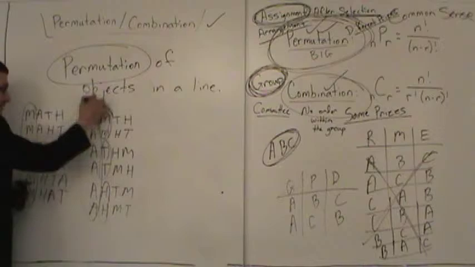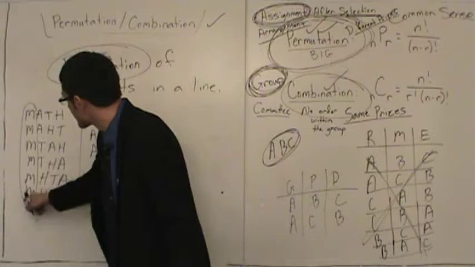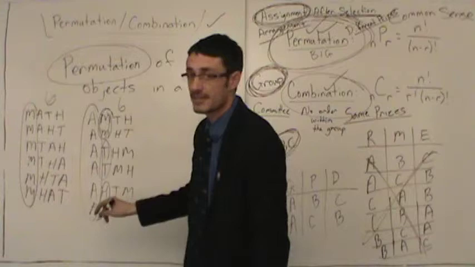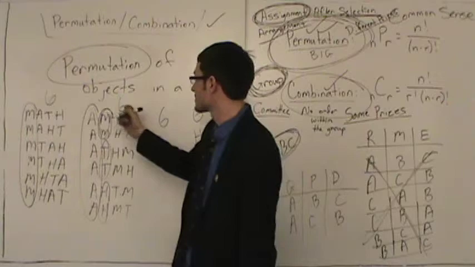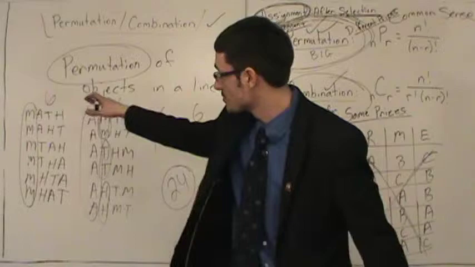So how many options did we have for M first? We had six. How many options did we have for A first? We had six. How many options are we going to have for T first? Six. And for H first? We're also going to have six. Just add these: 6 plus 6 plus 6 plus 6 is 24. So we have 24 ways that we can arrange the word math. I wanted you to see that diagram.